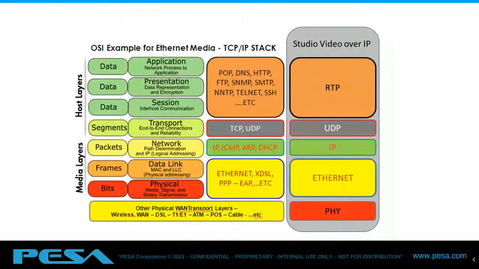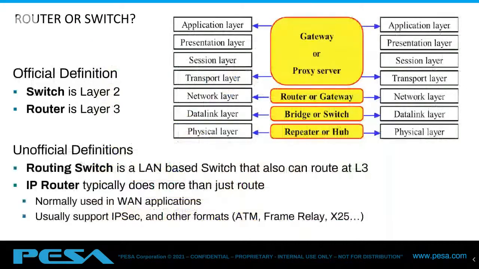This part is the studio video over IP. This is the part that we were really concerned with when we wanted to start moving video around an Ethernet network. Now, is it a router or a switch? This is always a good one. In the early days, they were separate devices, and in today's format, they're built in together. So one man's switch is another man's router. Depends on how you want to use the device.